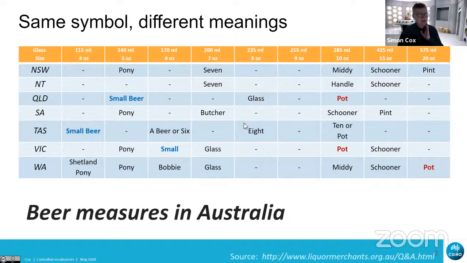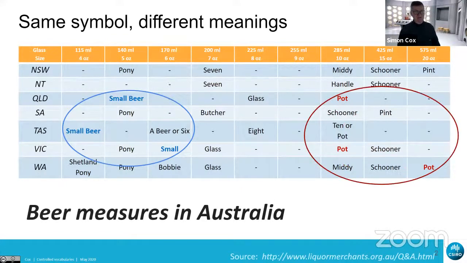Here's a little motivation for why we need controlled vocabularies. We have a challenge in Australia, which is when you ask for a beer in different states, if you use the same word, you'll get different sizes. For example, a small one can vary, particularly between Tasmania and Victoria, and even worse when you get to a pot, where a pot in WA is twice as big as a pot in Victoria or Queensland. So words aren't always enough. You need to know the context, the scope, and the definitions for the words.